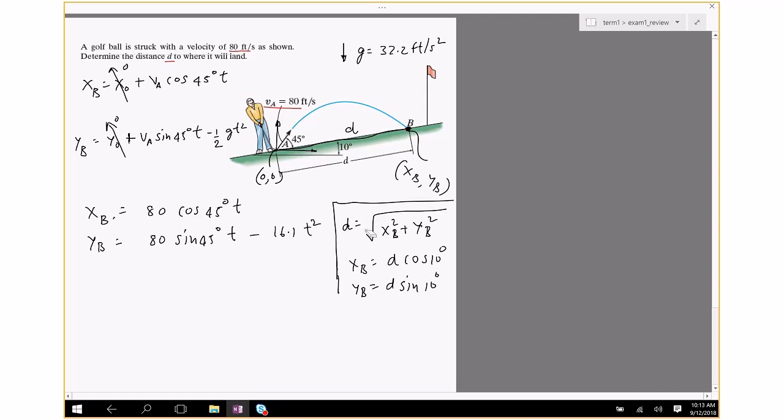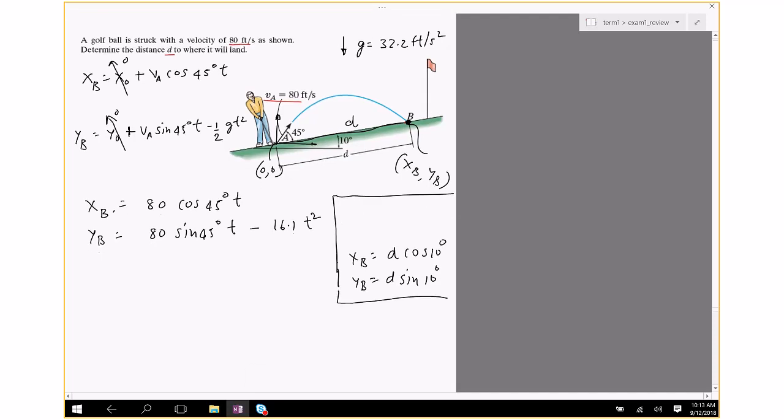Okay, so is there enough information to solve for d? Can you try to solve for d and poll the answer?